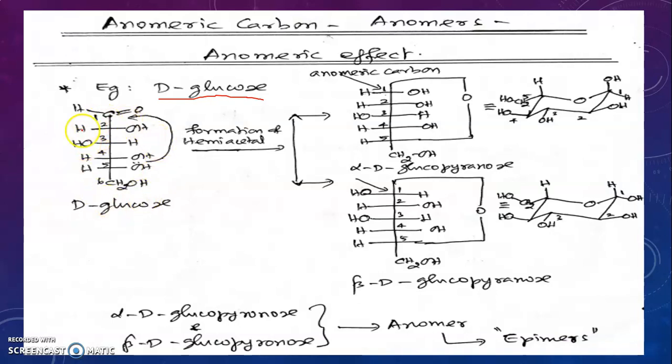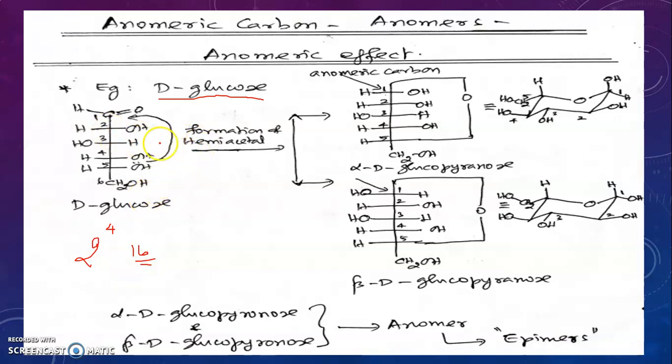This is called open chain structure. In open chain structure, we have only 4 chiral carbon atoms. Therefore, 2 power 4 optical isomers are possible. What is 2 power 4? 16, right? 16 optical isomers are possible for D-glucose.